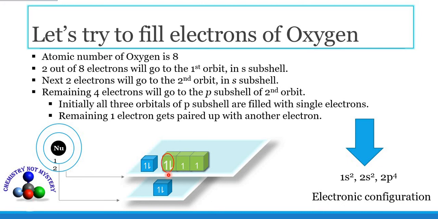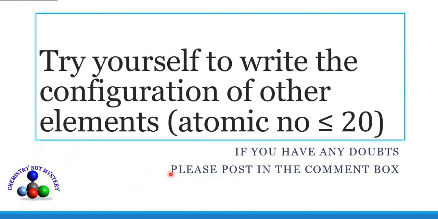You must have noticed here, whenever I draw a paired electron, I denote one with an up arrow and the other with a down arrow. You also have to follow the same rule, but I will explain it in the coming video on quantum numbers. Try yourself to write the configuration of other elements whose atomic numbers are less than or equal to 20.